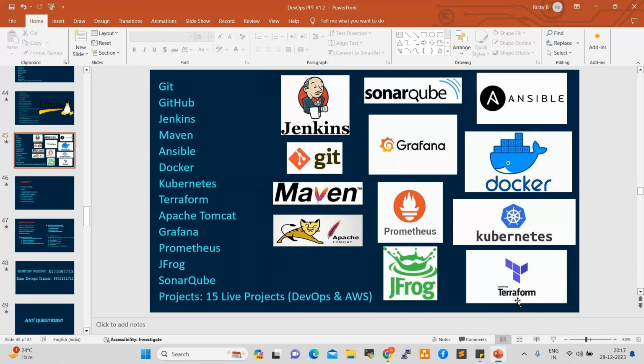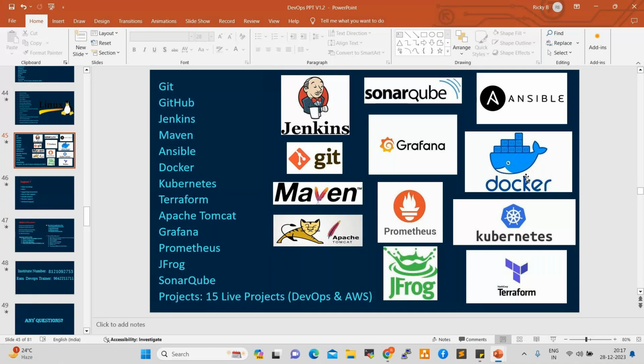Either Git, Jenkins, Kubernetes, or sometimes only Terraform, sometimes only Ansible, only Docker. Along with this, the AWS platform is required. Along with this, a cloud platform is required. So at least 2 or 3 tools we use in real-time projects. We don't use all the tools.